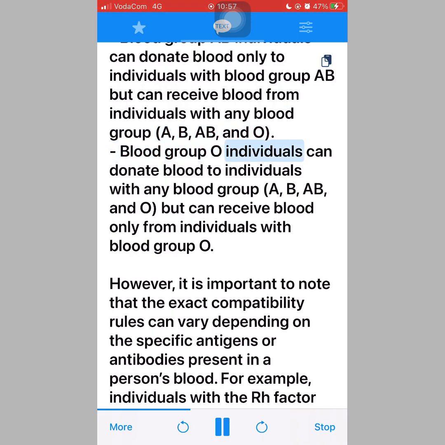Blood group O individuals can donate blood to individuals with any blood group: A, B, AB, and O, but can receive blood only from individuals with blood group O.